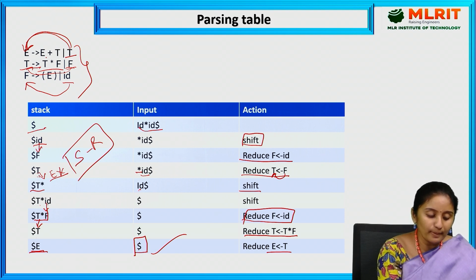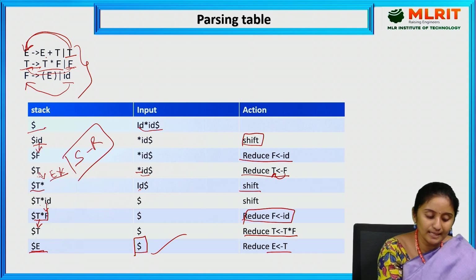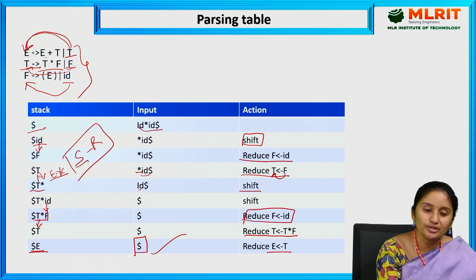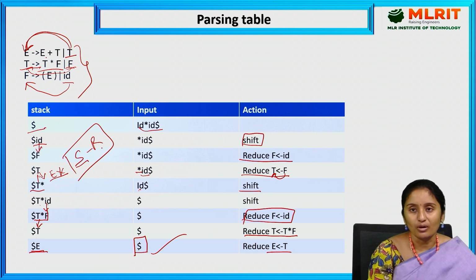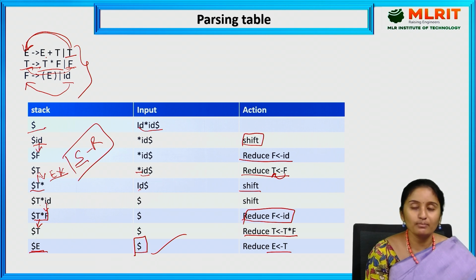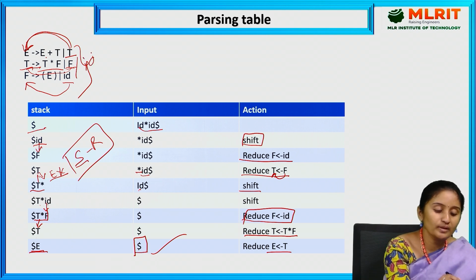Whether I need to apply the shift operation here, replacing with T star, or whether I need to reduce T to E. Here I have two options, to shift and to reduce, and I don't know which operation should be done. That is the conflict. Based on my input string and my grammar, this is a shift reduce conflict. For example, the same ID is present over here also.